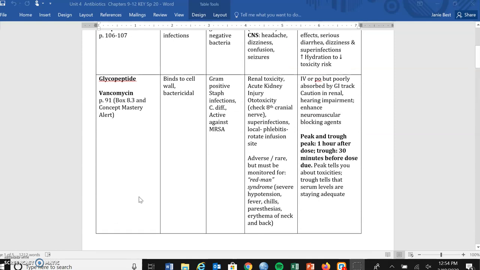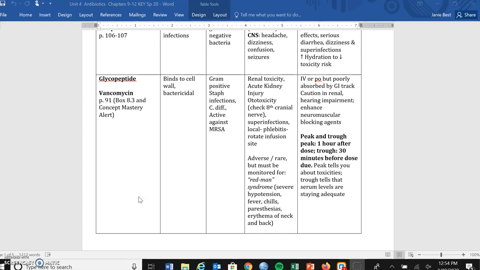Vancomycin is also used for gram-positive staph and C. diff infections in the oral method of delivery of vancomycin, and is used for MRSA resistant infections. Renal toxicity, acute kidney injury, and ototoxicity are also adverse effects of this drug, as in other drugs.